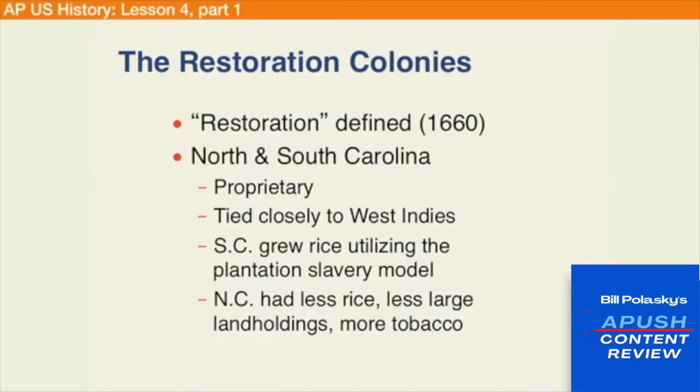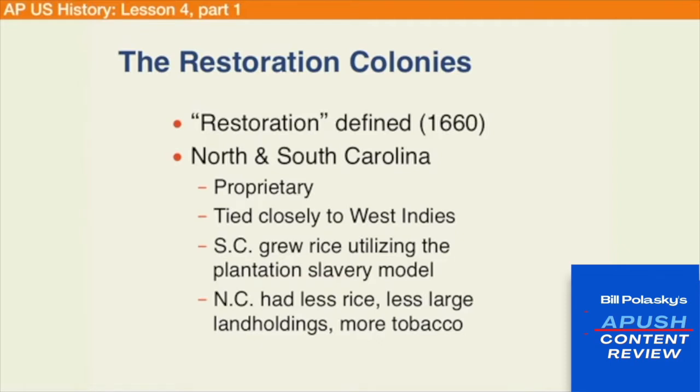in 1660. And among the things that Charles II did, he established, first of all, among his colonies, North and South Carolina. These were proprietary colonies granted to influential allies, as a reward for their services, who had been loyal to him during this process of getting the crown restored.